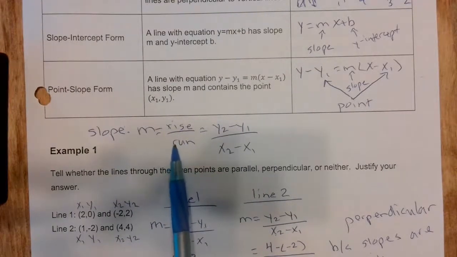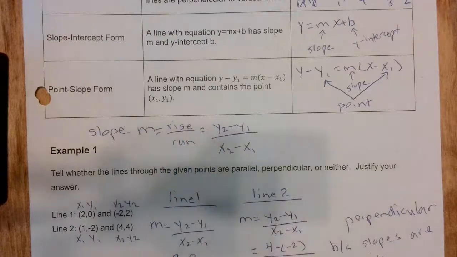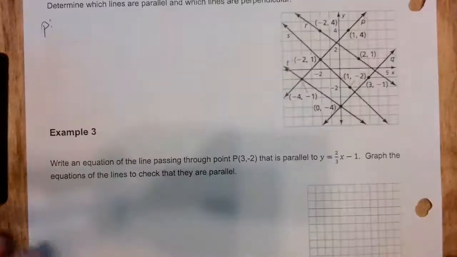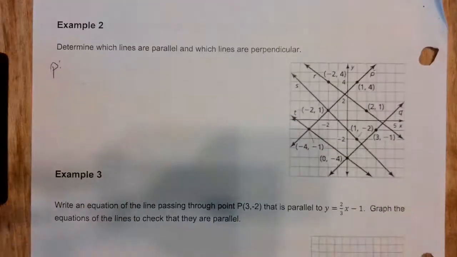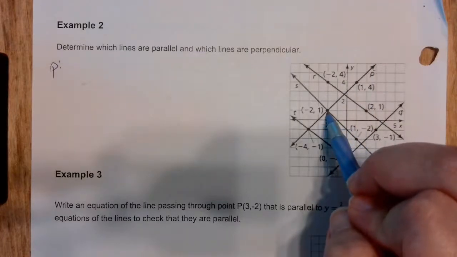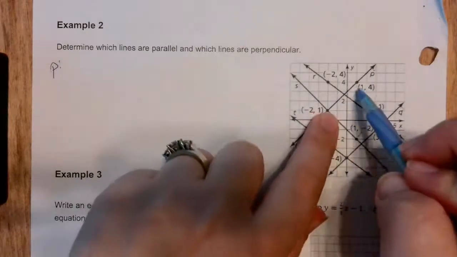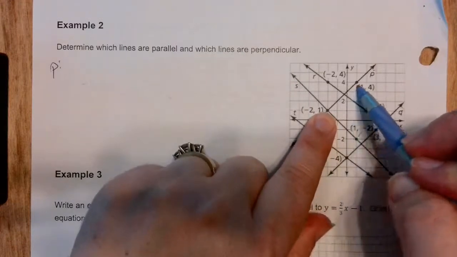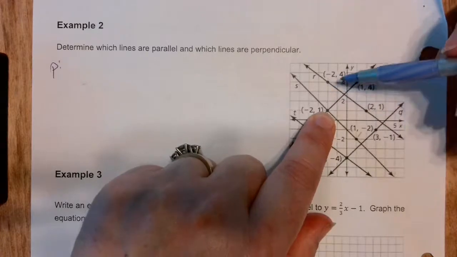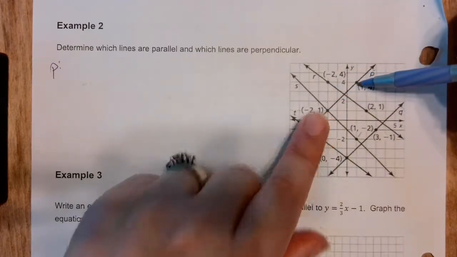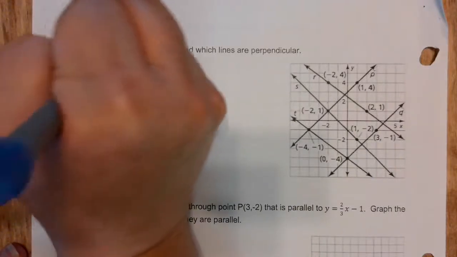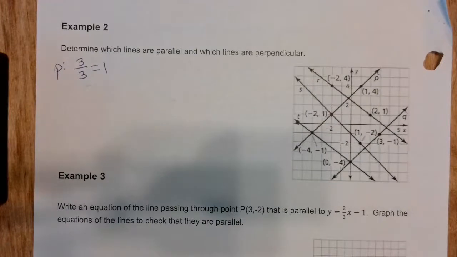There's a good chance your teacher used this language. A lot of teachers do. It's how far you go up and how far you go over. So in this situation, because we have the graph, I personally would count rise over run. So maybe from this point to this point. How far up did we go? We went up 1, 2, 3, and we went over 1, 2, 3. The slope is 3 over 3, which is equal to 1.